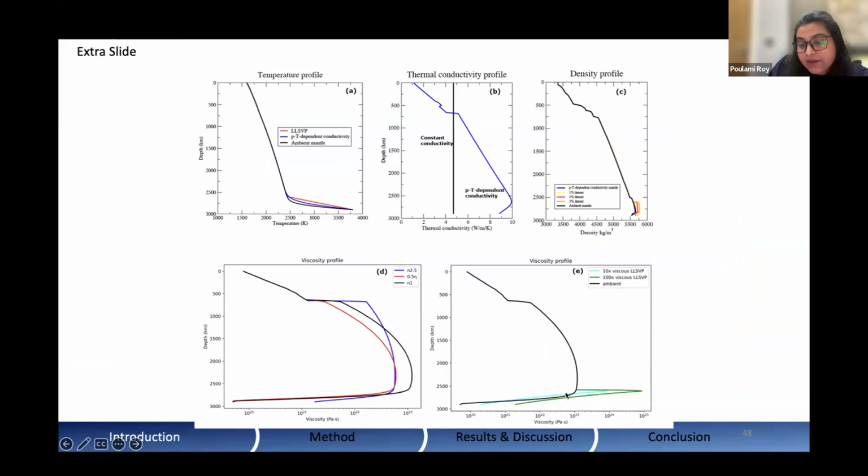In case of 10 times higher, it actually becomes less than the ambient viscosity because of the temperature effect. But 100 times suits best because it gives a higher viscosity than the ambient mantle. So we tested ambient viscosity LLSVP, 10 times higher LLSVP viscosity and 100 times higher viscosity. And the 100 times is the best fit model that we found. Right, thank you very much. Thanks.